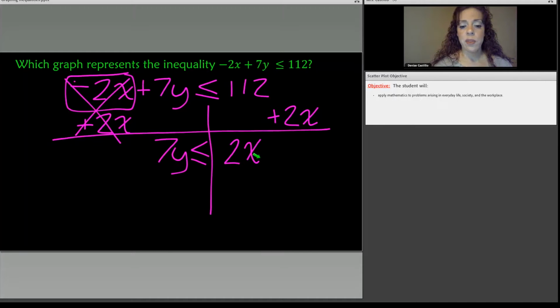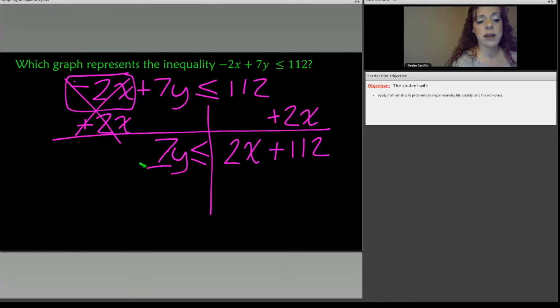Then the second and final step: everything in front of y, we're going to do the opposite of multiply, we're going to divide. So in this case, we're going to divide everything by 7. And remember, you need to divide everything on the right to keep the equation balanced.